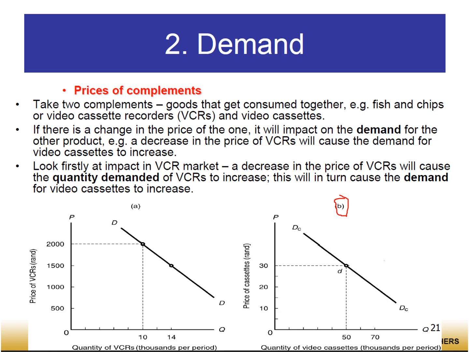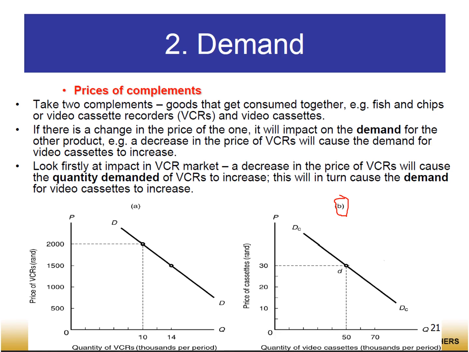Let's consider what happens when there's a price change in one of its complements, its main complement, which is video cassette recorders. So initially the price of video cassette recorders is 2,000 Rand and a quantity demanded is 10,000 per period. The price of cassettes is 30 Rand and the quantity demanded is 50,000 per period. Now let's say the price of VCRs goes down from 2,000 to 1,500. In other words, one of the complements of cassettes has a decrease in its price.